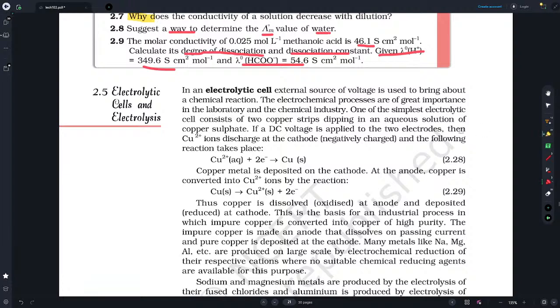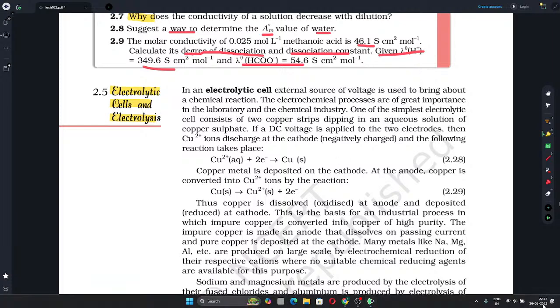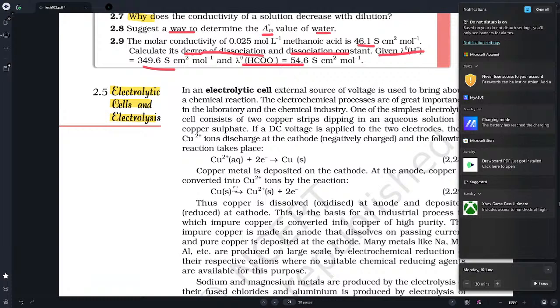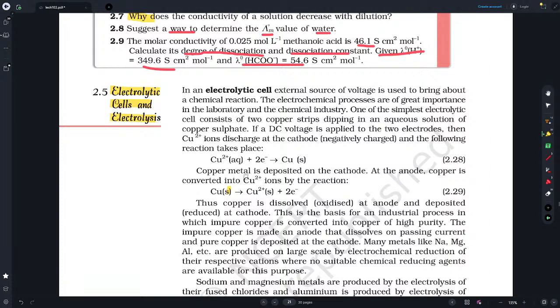And the next concept, electrolytic cells and electrolysis, which we will be doing tomorrow.